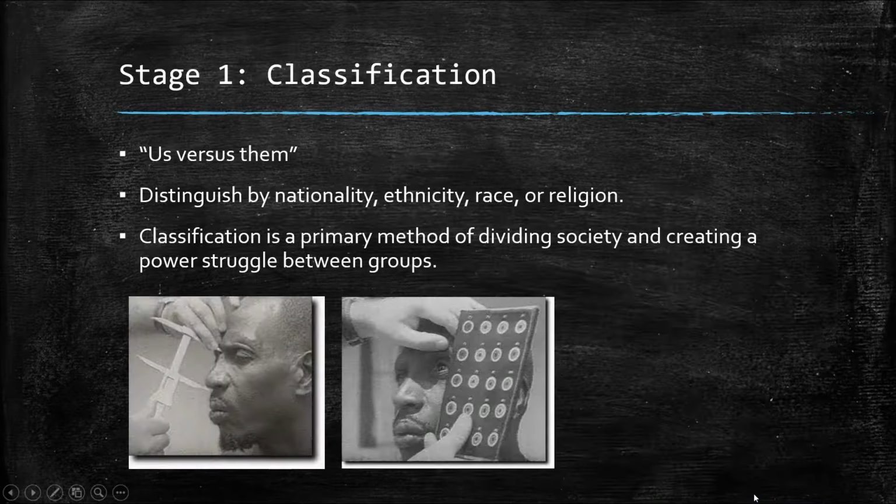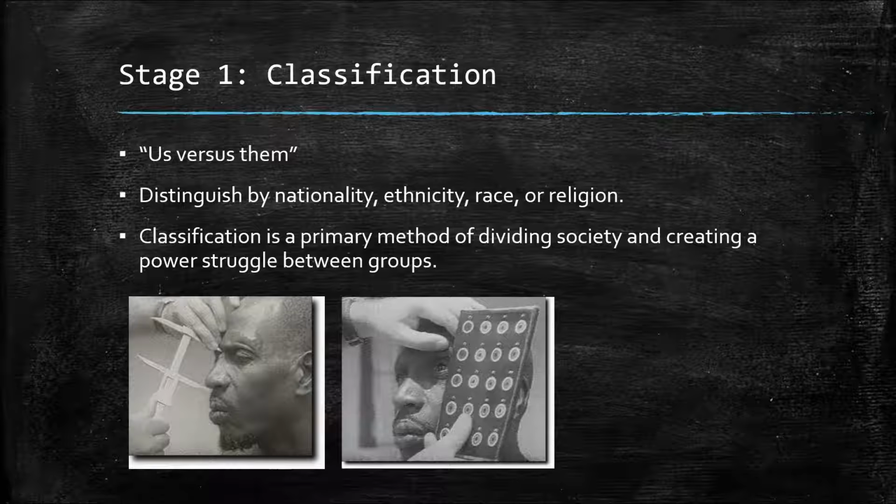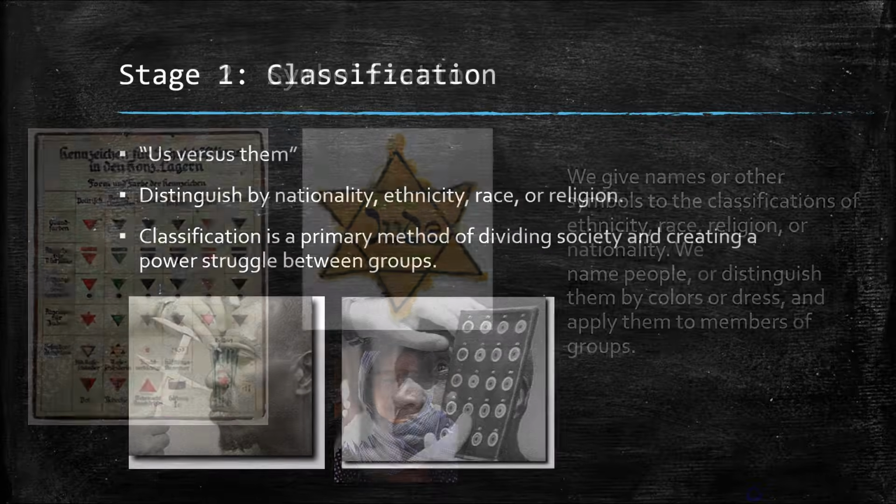So step number one is classification. Us versus them. In and of itself, there's nothing harmful about that. In looking at other people, we instantly classify ourselves in terms of age and in terms of gender and so on and so forth. But when you distinguish people based on nationality, ethnicity, race, and religion under the premise of dividing, or you think they are less than you, or you set them apart from you because you want nothing to do with them, this is the beginning of genocide, classification.